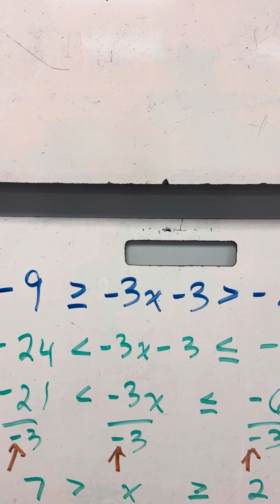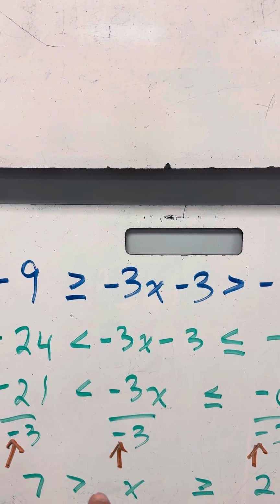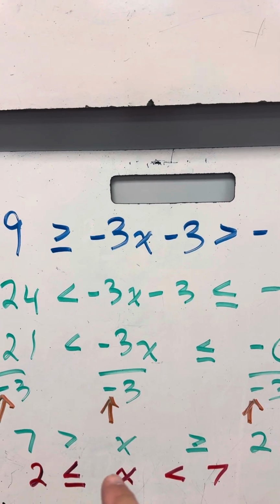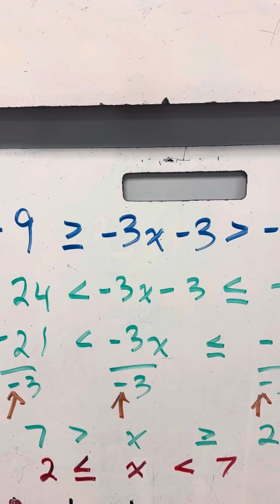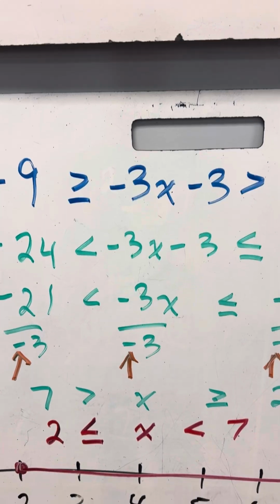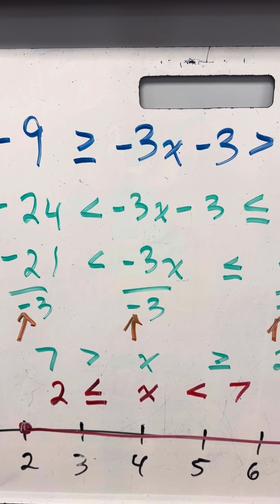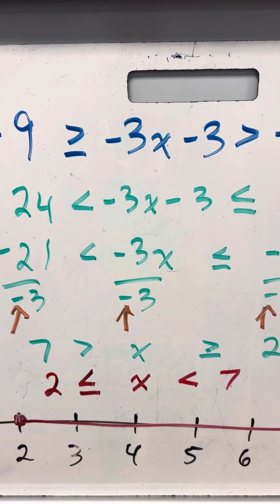But wait a minute. Once again, now it's greater than again. I got to flip it again. So I got to do 2 less than or equal to x less than 7. Between 2 and 7. All right. Filled in at 2. Open circle at 7. Okay.